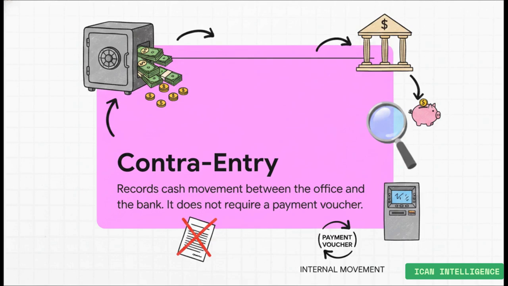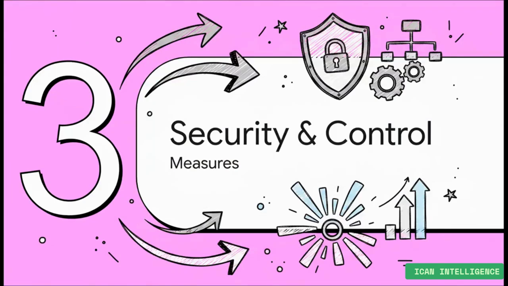A great example is just withdrawing cash from the bank to use for petty expenses in the office. Now, here is the crucial point, and it's a common exam trap. Because this isn't a payment to some external third party, it does not require a payment voucher. It's just like moving money from your left pocket to your right. And of course, the movement of cash naturally leads us into our next critical section, security and control measures. If cash is the lifeblood of the organization, how do we protect it from leaks and from theft?